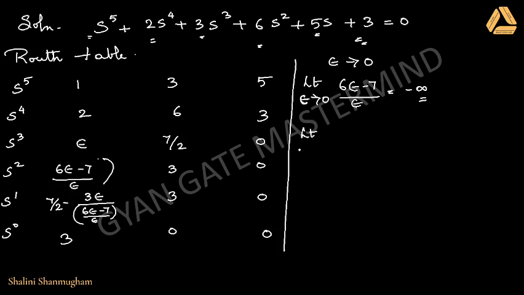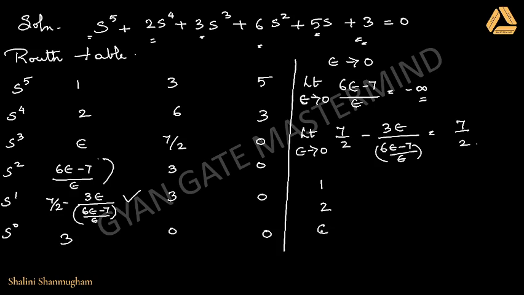you will be getting minus infinity. And also apply the limit for this equation: 7 by 2 minus 3 epsilon divided by 6 epsilon minus 7 divided by epsilon. So by applying the limit for this one, you will be getting the answer as 7 by 2. So from the first element, just concentrate on the elements of the first column. So this becomes minus infinity, and this one becomes 7 by 2, and this is 3.